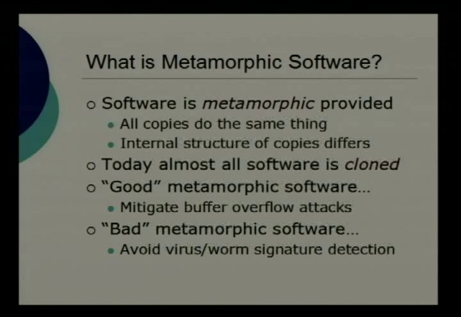Potential bad use, which Wing's going to talk about, and this is kind of the main point of the talk, is using metamorphism to try and avoid signature detection for worms and viruses.